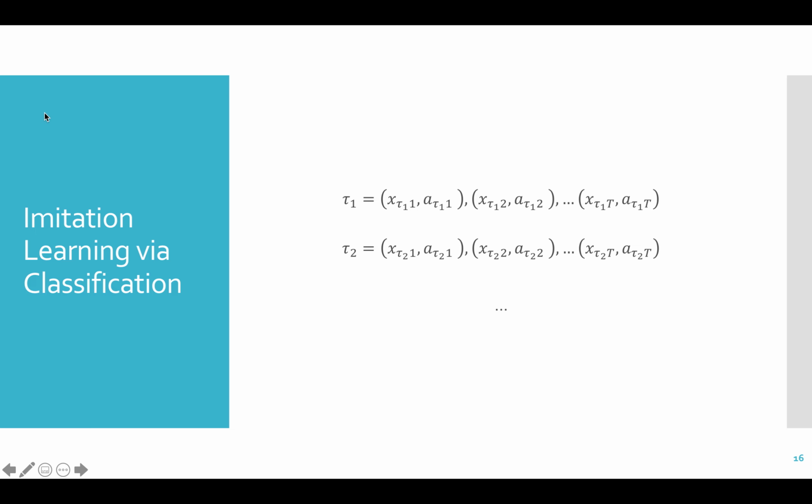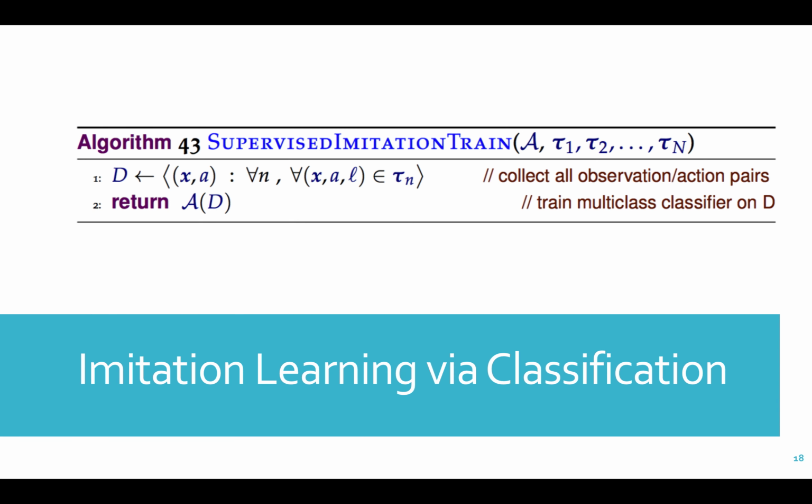Let's talk about the algorithms first before we get into that. This is the supervised imitation training algorithm. All it's doing is collecting all observations. So it's just collecting data from an expert and putting it into this little thing called D, which is going to be our data set. And then this line just says train a multi-class classifier. You can use anything that we've done before. We can use a bunch of perceptrons. We can use an SVM that's multi-class or anything.